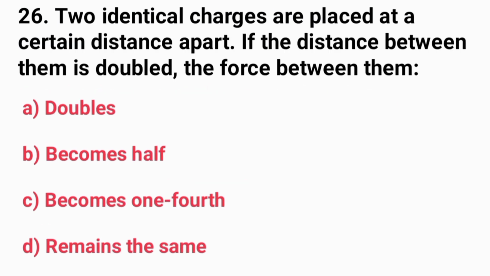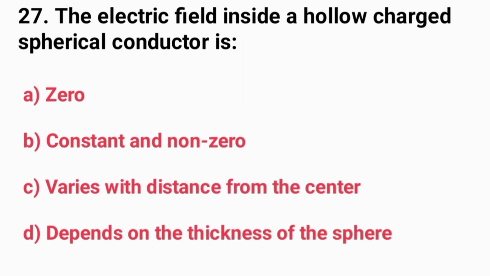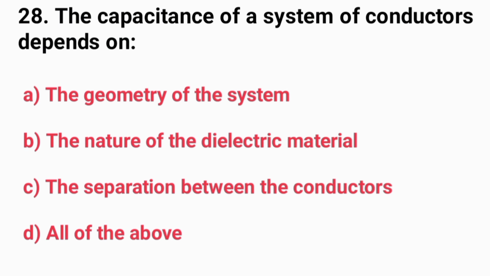Question number 26. Two identical charges are placed at a certain distance apart. If the distance between them is doubled, the force between them. The correct answer is option C, becomes 1/4. Question number 27. The electric field inside a hollow charged spherical conductor is. The correct answer is option A, 0. Question number 28. The capacitance of a system of conductors depends on. The correct answer is option D, all of the above.